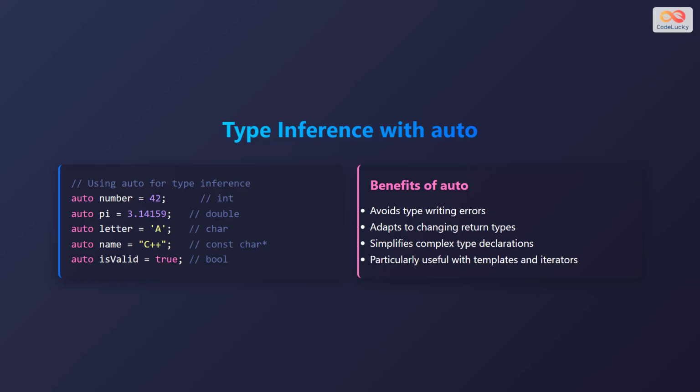Similarly, assigning 'a' to a variable using auto makes it a character, and assigning the string "C++" results in a const character pointer. And finally, assigning true to a variable using auto makes it a Boolean. Using auto can have several benefits. It avoids type writing errors, adapts to changing return types, simplifies complex type declarations, and is particularly useful with templates and iterators.